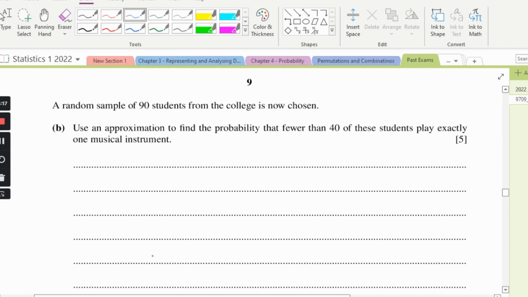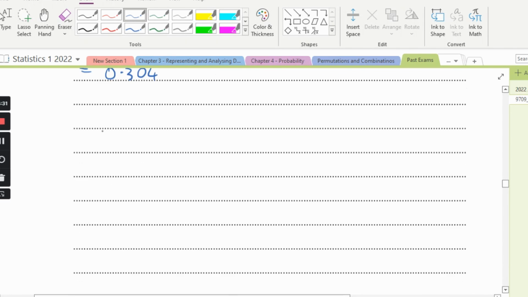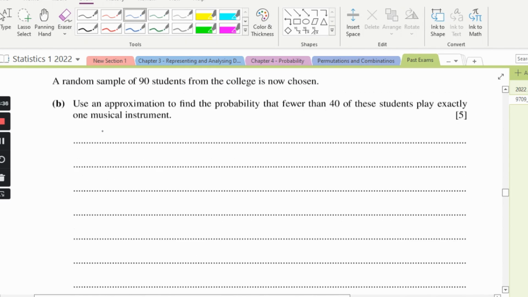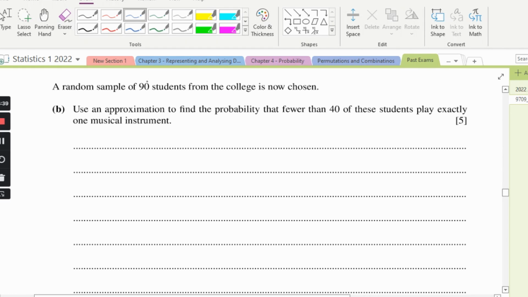Now this time we're sampling 90 students, and we've got to use an approximation to find the probability that fewer than 40 play exactly one musical instrument. So what is the probability of exactly one musical instrument? 52%. Okay, so it's a different percentage now. Okay, so we're going to say this is a binomial, and there are 90 trials, and the probability of success is 0.52. Now it says we're using an approximation, so this is normal approximation.